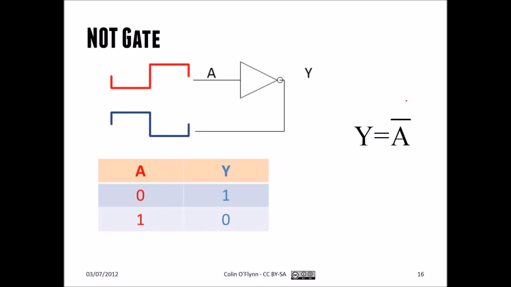The final one of the 3 very basic gates we'll talk about is the NOT gate. And the NOT gate, the output is simply the inverse of the input. So when the input's 0, the output goes to 1. When the input's 1, the output goes to 0. So Y is not A, basically. And here, we show this by just putting a line over it. So if we put a line over something, it means the output is the inverse of the input.